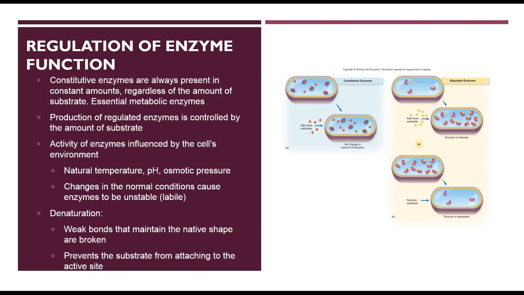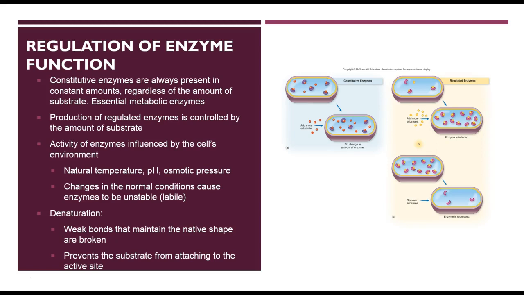Then we have regulated enzymes, and these enzymes vary depending on the amount of substrate within the cell. So if we increase the amount of substrate, this induces the cell to produce more of that enzyme. If the amount of substrate is reduced in the cell, then the cell will not produce enzymes.